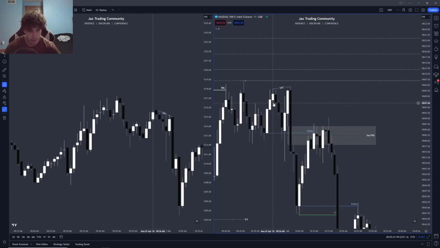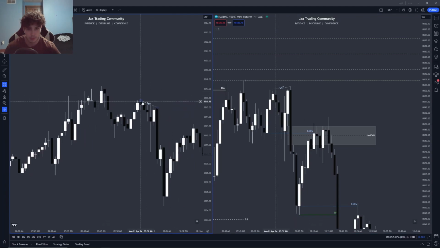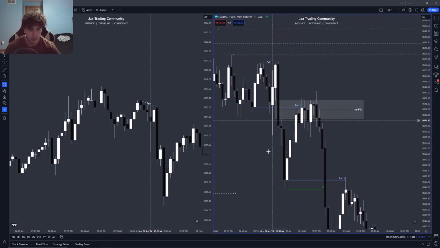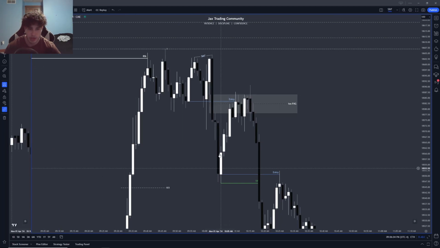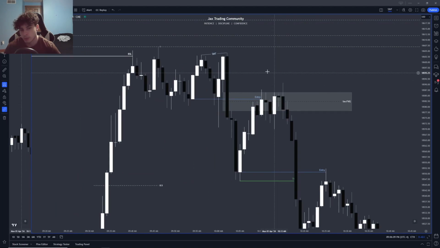But then right here is the first sign of an SMT. We get a lower high and then a higher high on NQ, and then on ES we get a higher high and then a lower high. Anyways, this happens, right? SMT is created. What happens right after? Boom, massive sell-off. So right here is indicating that price could reverse.